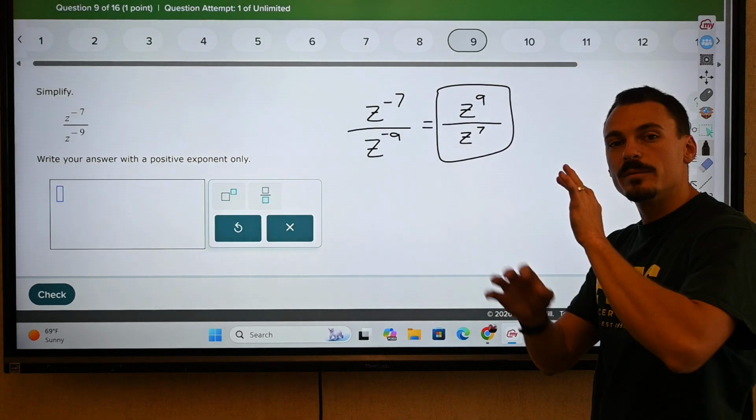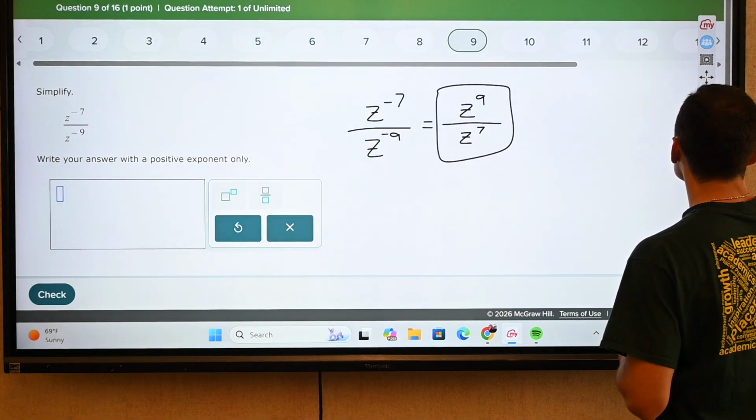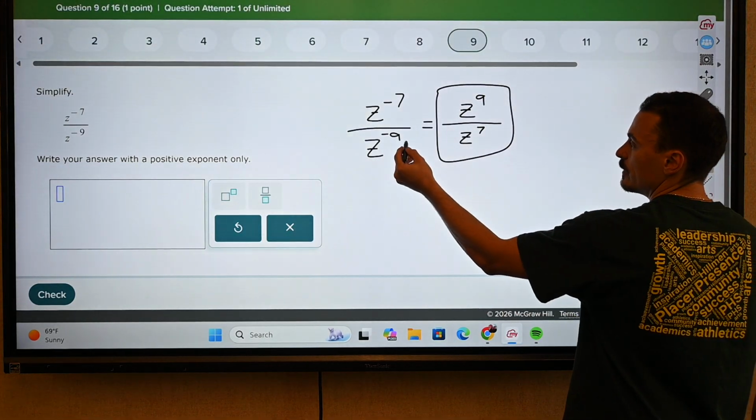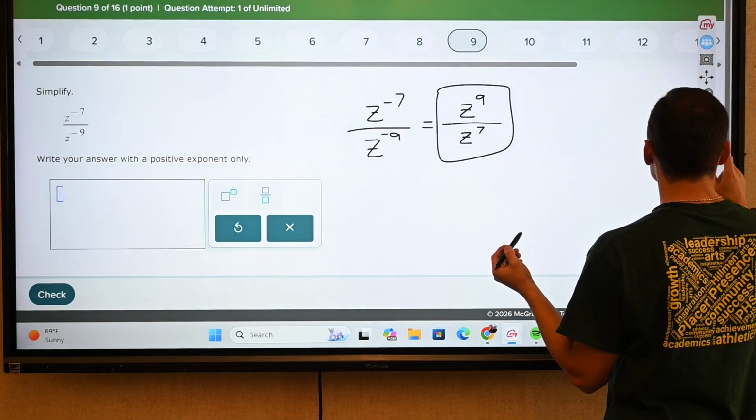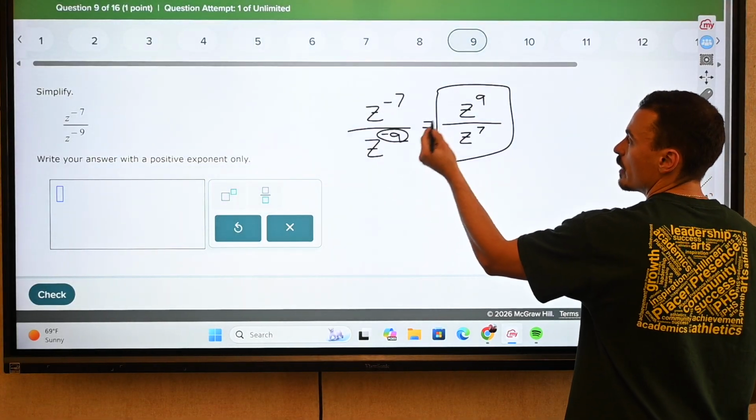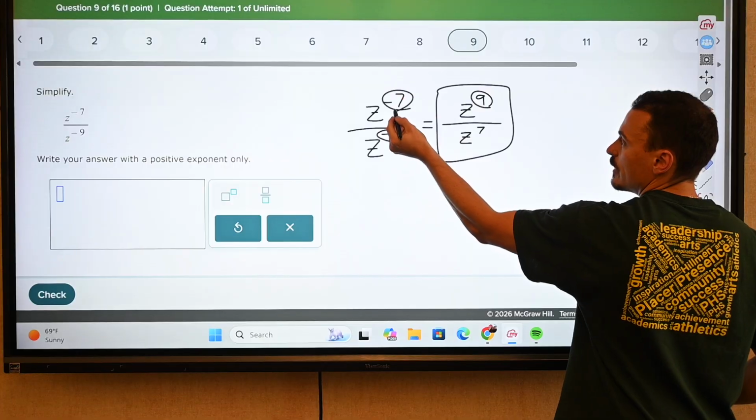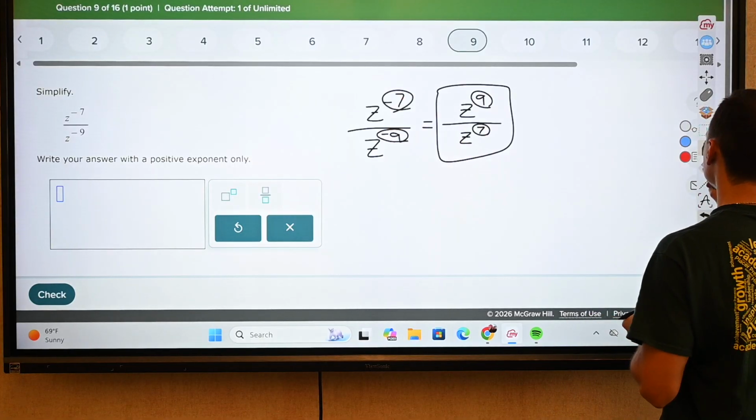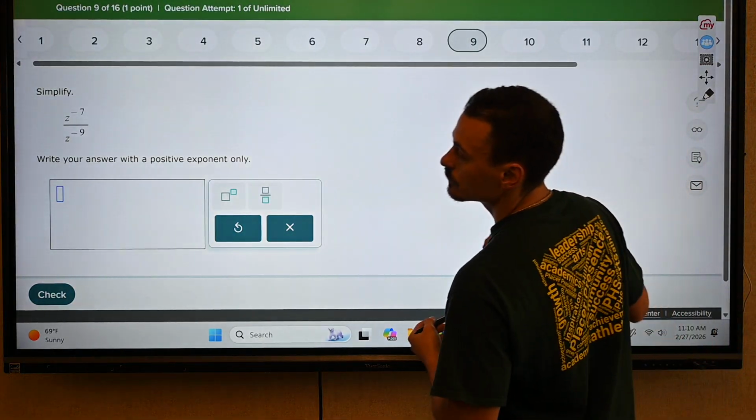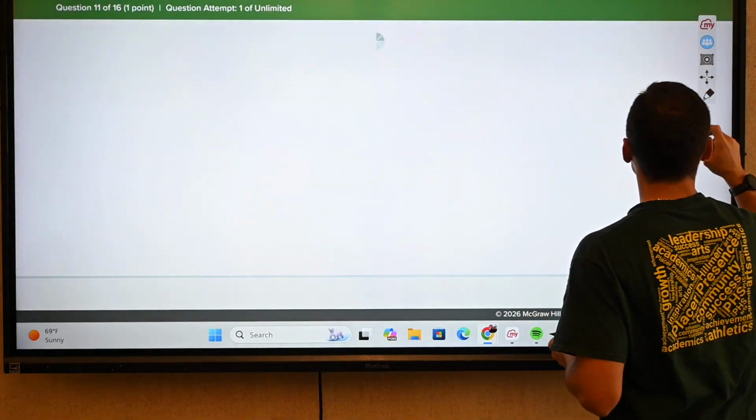Done. You flip it, make it positive. Notice the 9, negative 9 on the bottom, we flipped it to the top. Negative 7 on the top, flipped it to the bottom. Okay, number 11.